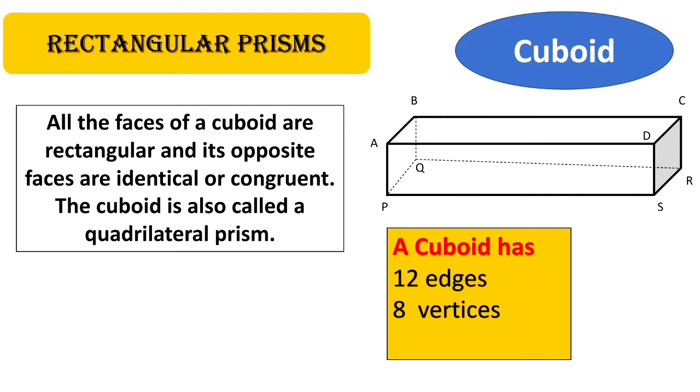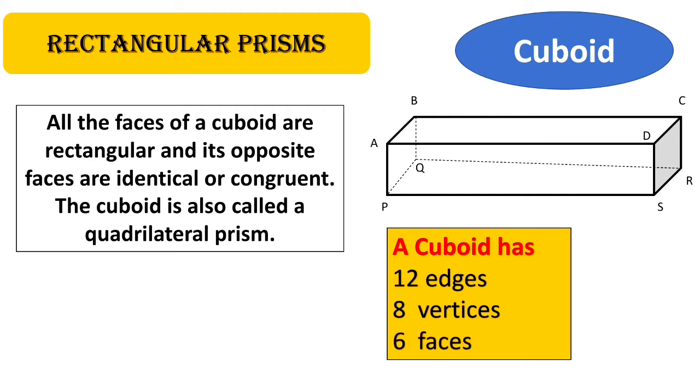There are 8 vertices, meaning corners. How many corners are there? Like A, B, C, D. The 4 corners are there on the upper side. The 4 corners are given in the bottom: P, Q, S, R. This corner is also known as the vertex. So in cuboid there are 8 vertices.